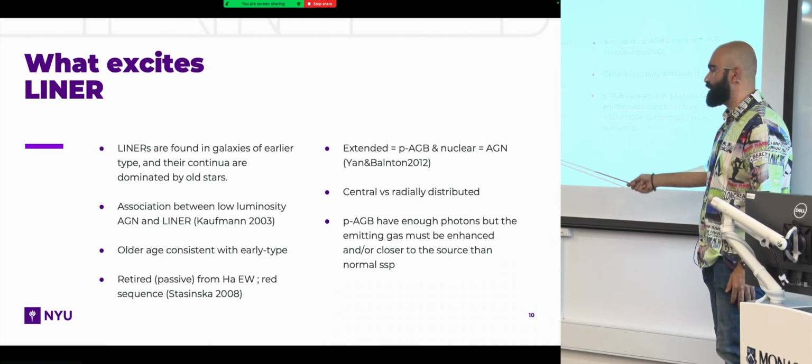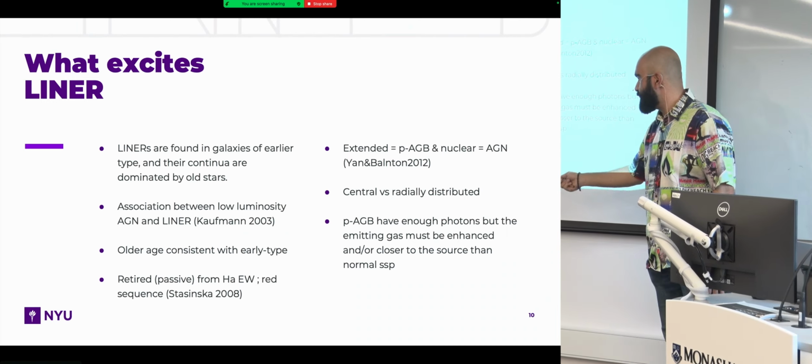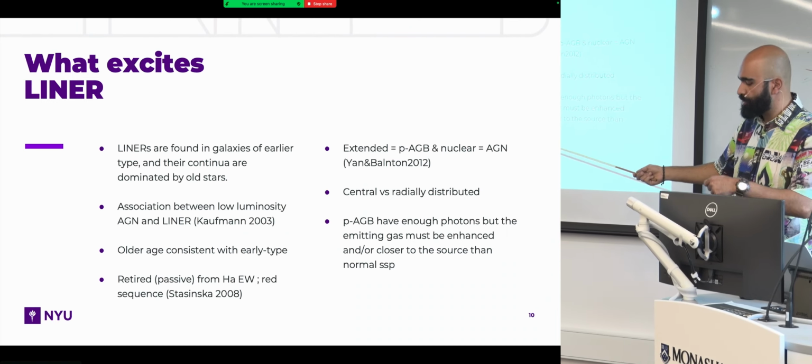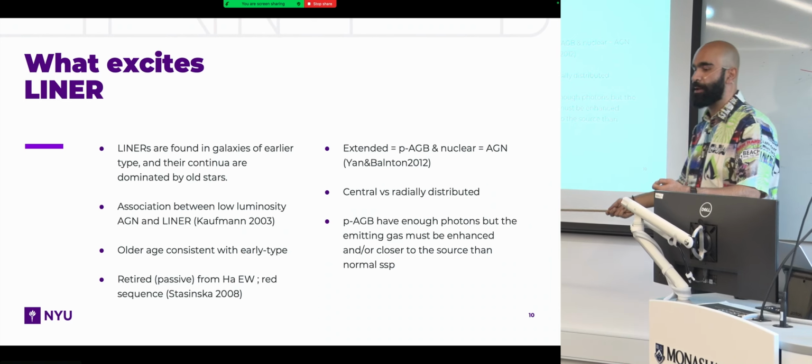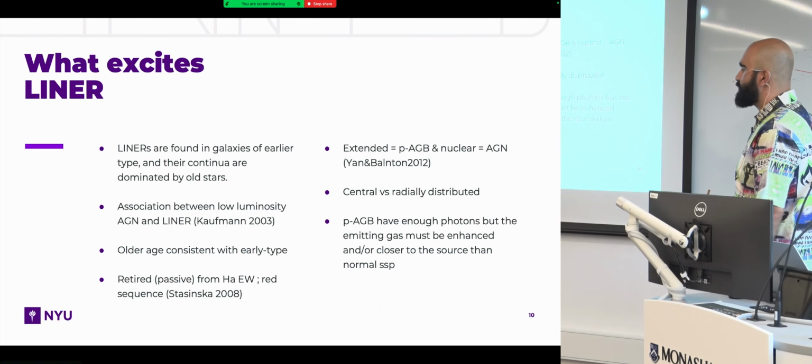And this is something that we found in the previous slides that I showed you. The LINER spaxels are consistent with earlier type galaxies, and with ages in the tens of giga-years.